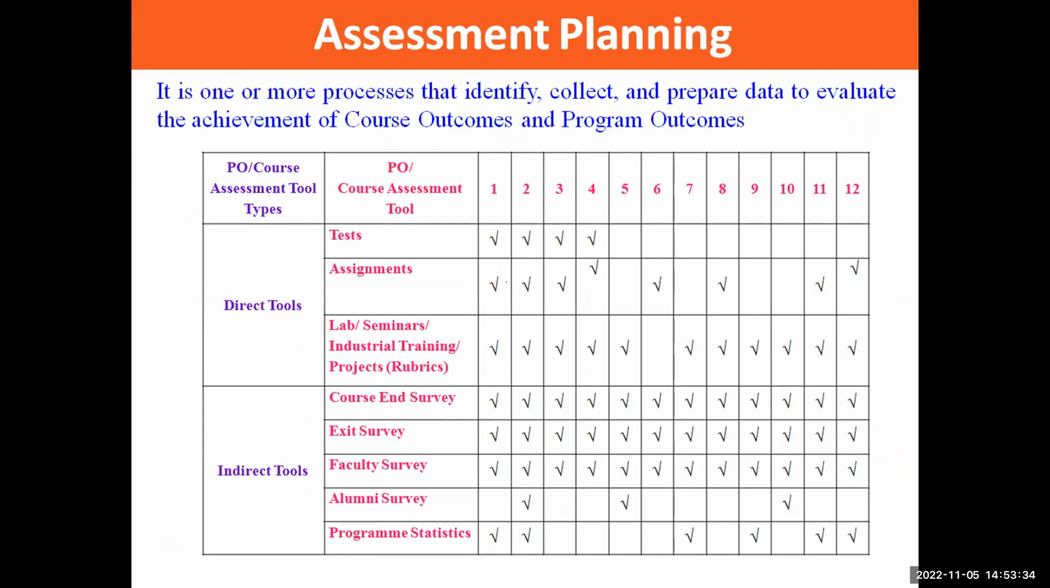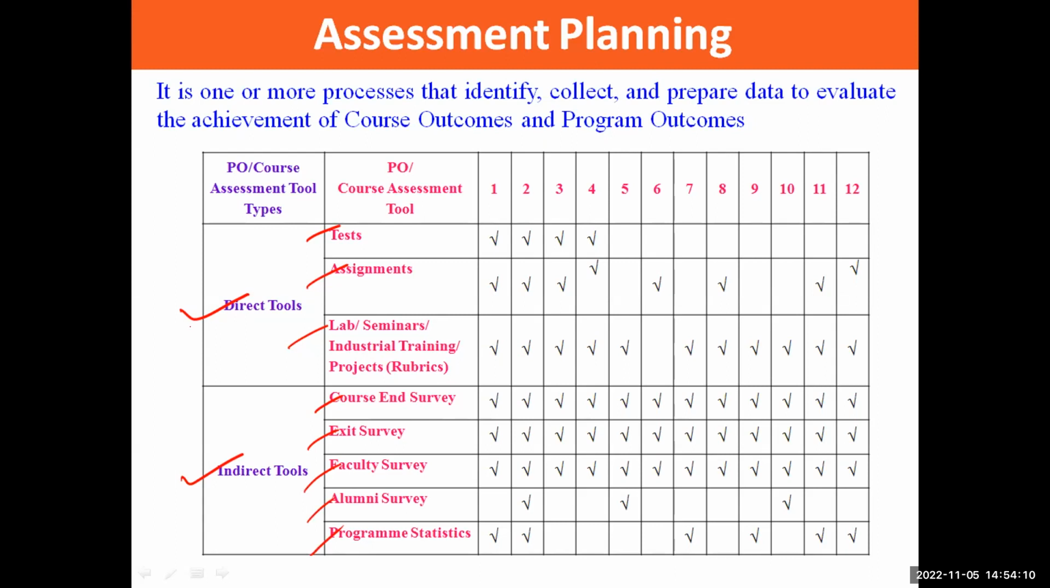So basically, outcome-based education suggests that there should be two kinds of assessment method. One is with the direct tool and one is with the indirect tool. For the direct tool, it suggests test, assignment, lab, seminar, industrial training, project works, which are direct assessment methodologies. For the indirect tool, there are course end survey, exit survey, faculty survey, alumni survey, program statistics, other industrial inputs, employers inputs, and many other surveys can also be included.